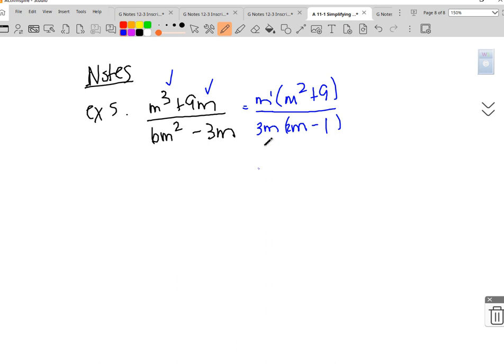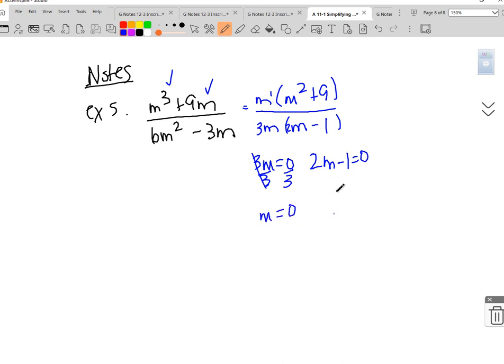Step 3 is find our excluded values. So now both of our factors have a variable in it. This one doesn't have a plus or minus, but we still set it equal to 0. And then 2m minus 1 equals 0. To solve this, you just divide by 3. We can divide 0 by 3. We just can't put 0 in the bottom, right? Right. So m is 0.